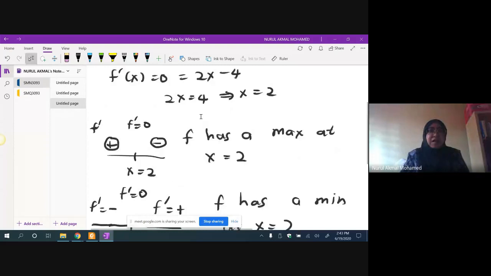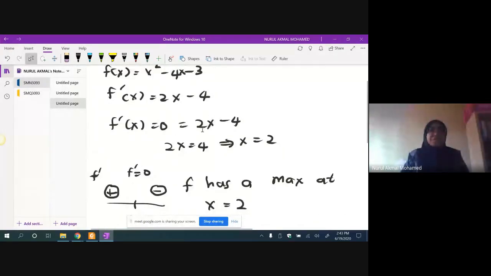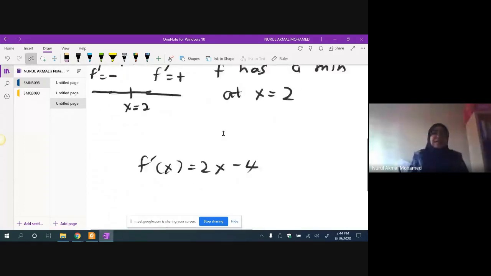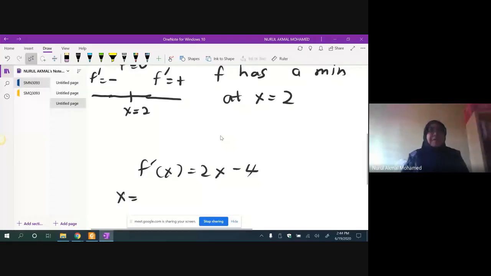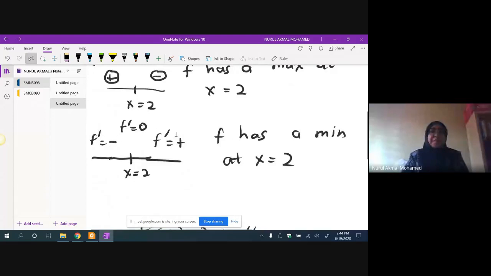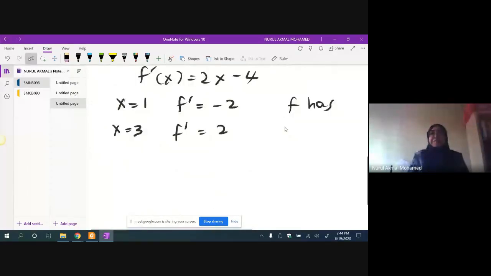Okay, so let's check with our function. f prime of x is equal to 2x minus 4. If you choose x equal to 1, what will be the value of f prime? f prime will be equal to 2 minus 4, which gives you negative 2. And then if x is equal to 3, which is to the right of x equal to 2, f prime will be 6 minus 4, which is positive. So it is minus and plus, which means that f has a minimum at x equal to 2. So this is your conclusion.